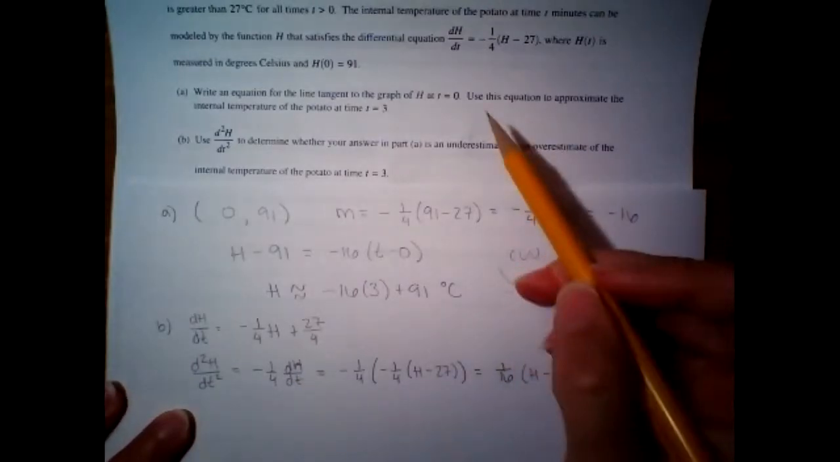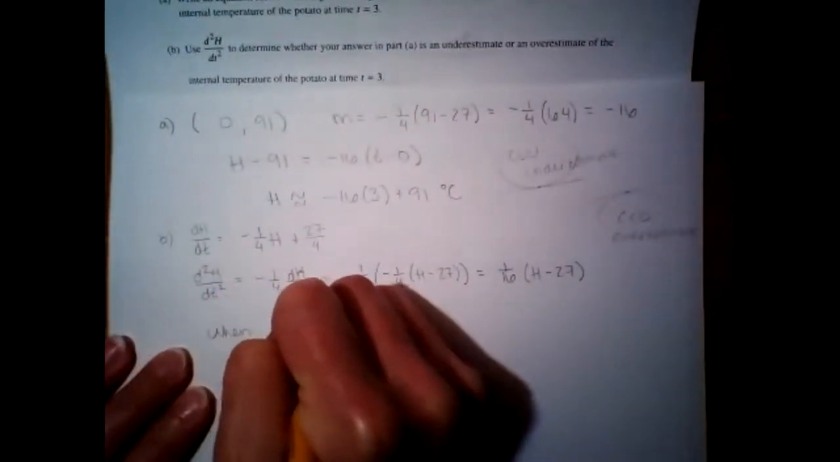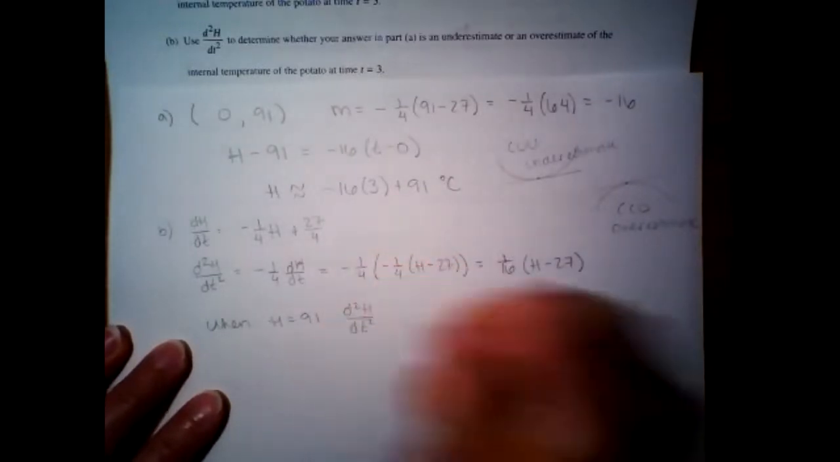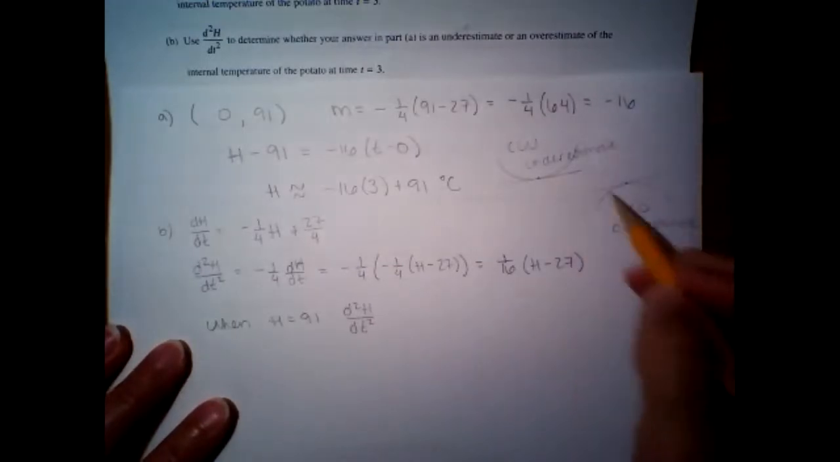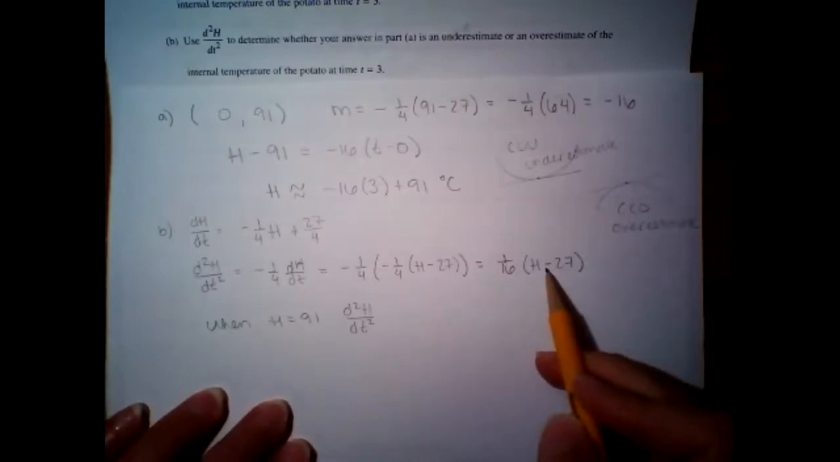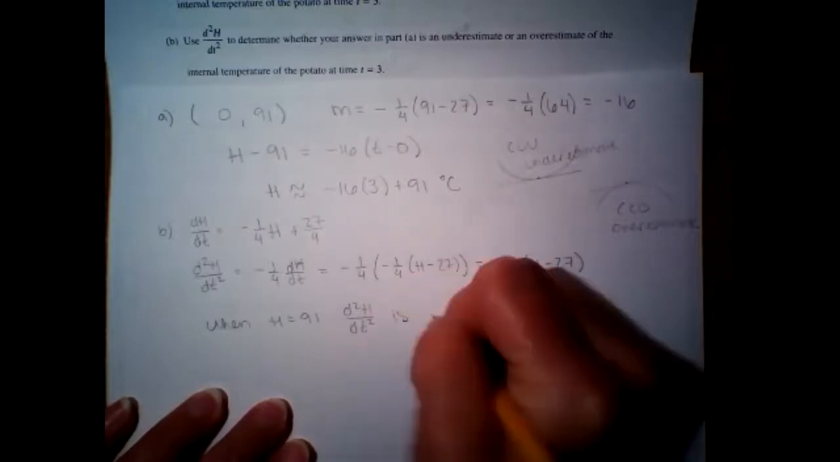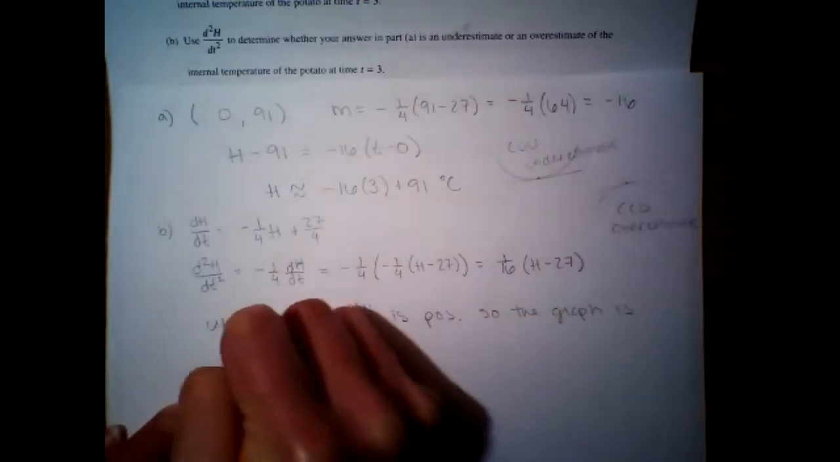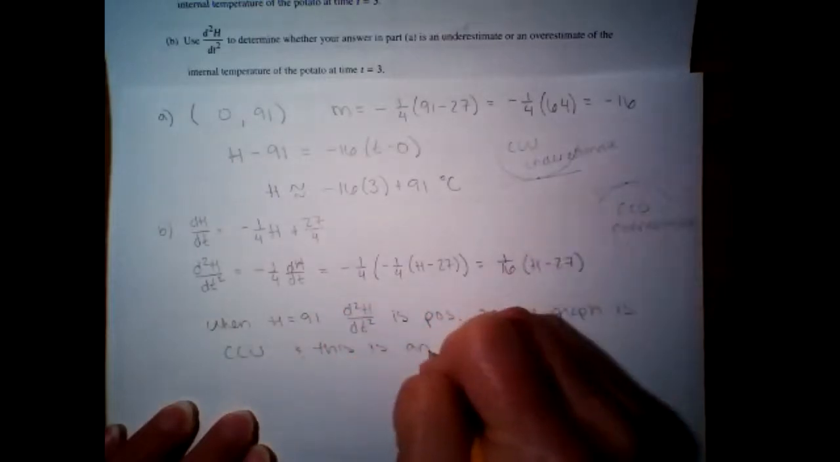Now, we want to look at the second derivative at this point, 0, 91. So we're going to plug in 91 for h. So when h equals 91 degrees Celsius, the second derivative, and I guess we don't need to figure it out exactly, we just need to figure out whether the second derivative is positive or is negative, because we're just trying to decide concave up or concave down. So if you plug in 91 for this, this is going to end up being positive. So when h equals 91, second derivative is positive. So the graph is concave up, and this is an underestimate.